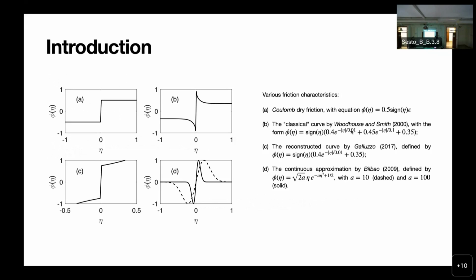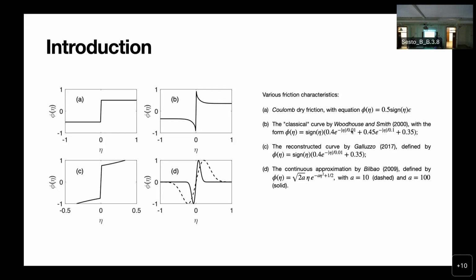But that's basically the easiest kind of friction coefficient that you can think of. But actually that turns out to be not very good for bowing, so that's why people started investigating different possibilities. In panel B, there is this so-called classical curve by Woodhouse and Smith from 2000. They actually ran experiments. They put the mass onto a conveyor belt, and they coated the mass with rosin, and they basically measured the friction force from this experiment. And they came up with a mathematical formula, and the graph is represented in panel B.